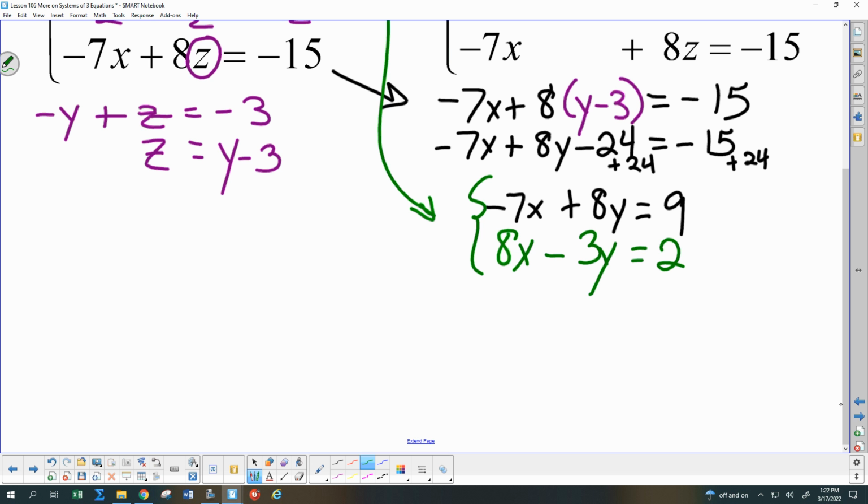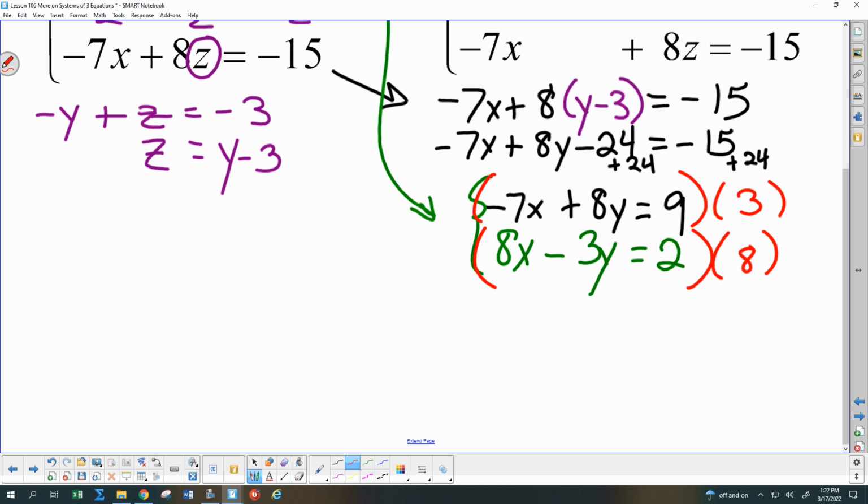Okay, so that means I need to take, let's see, the top one by 3 and the bottom one by 8 to have 24 y's. Will that get one positive and one negative, or do I need to change anything?